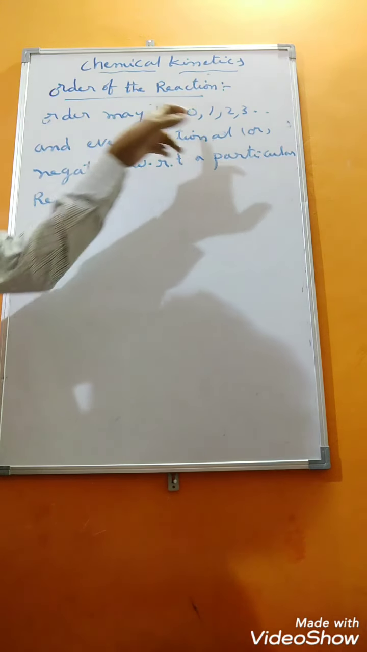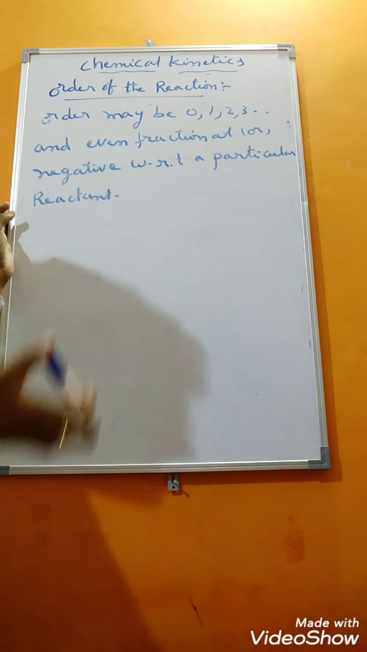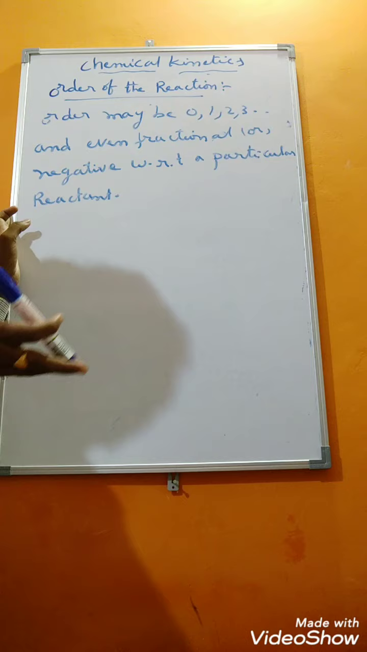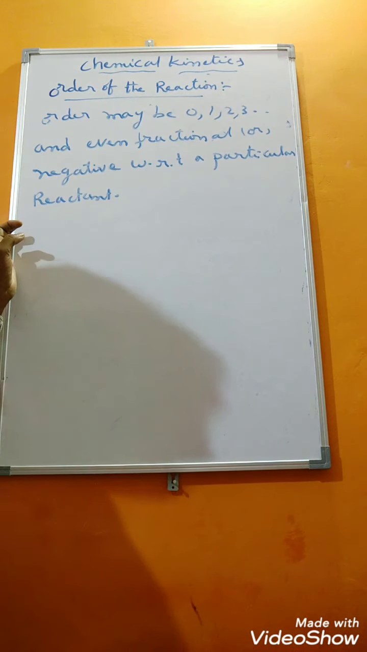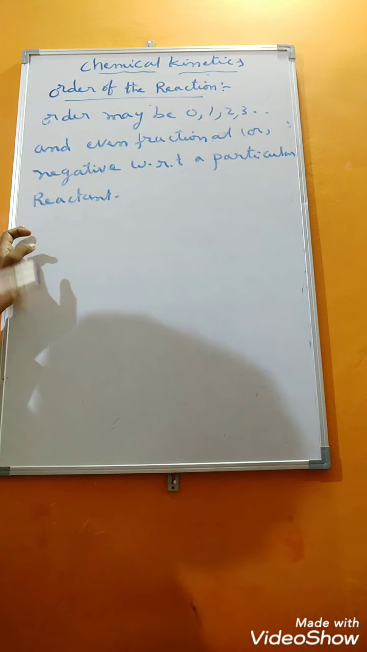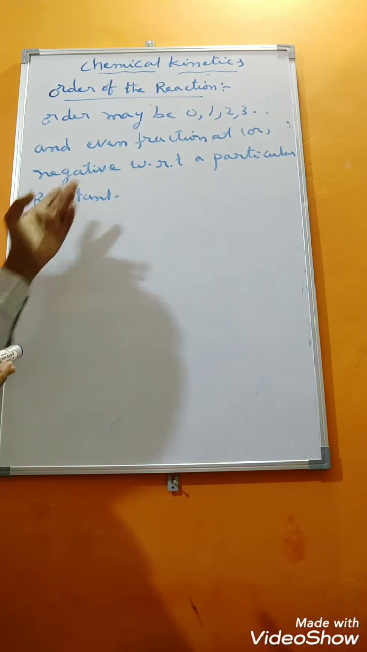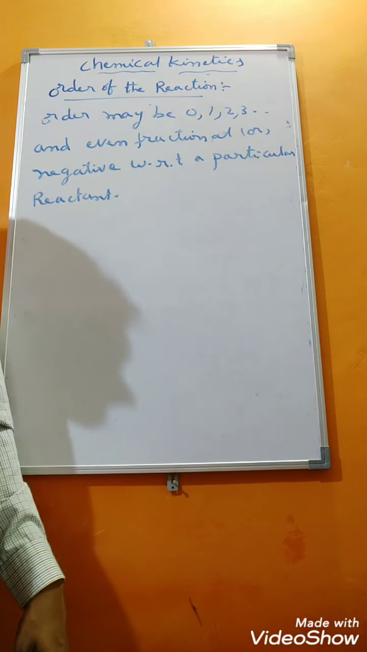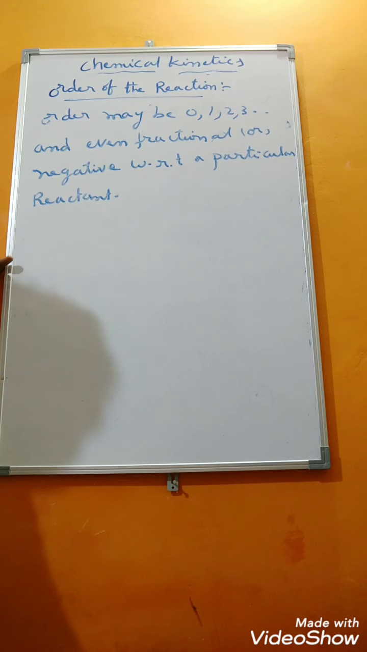How do we get these 0, 1, 2, 3, fractional and negative values? In the concept itself we will get them one by one. Till the end of the topic you will get all these examples: zero order, first order, second order, third order, even fractional values and negative values, how we get them. Okay, now students, this is about the order of the reaction, right?